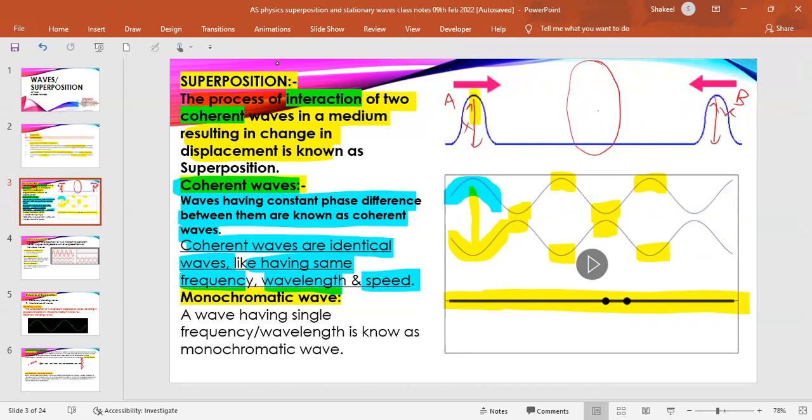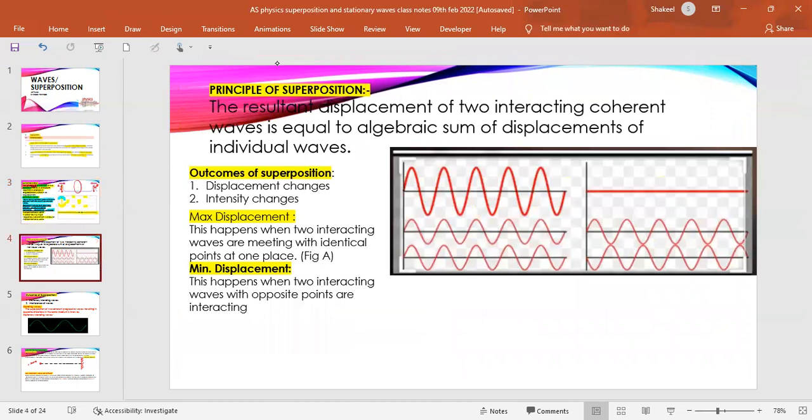What is monochromatic wave? A wave which is having single frequency or wavelength is known as monochromatic wave. Now, what is principle of superposition? The resultant displacement of two interacting coherent waves is equal to the algebraic sum of displacements of the individual waves. This is known as principle of superposition. Now, what is the outcome of superposition? Number one, displacement of the wave changes, and number two, intensity changes.